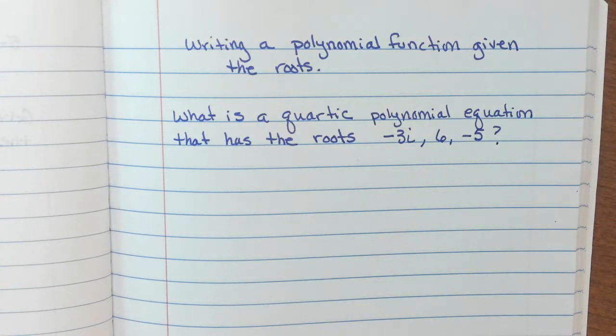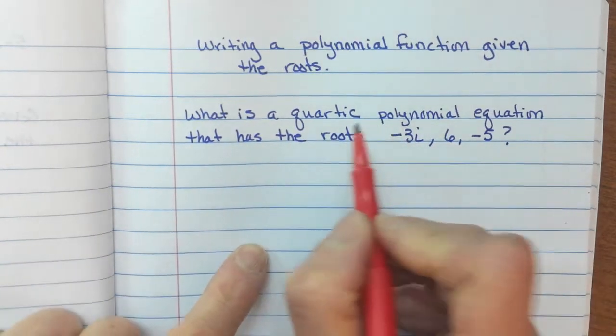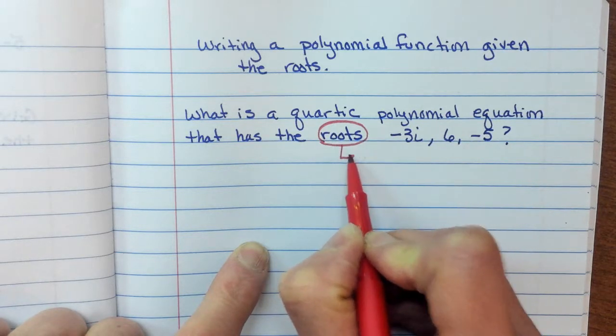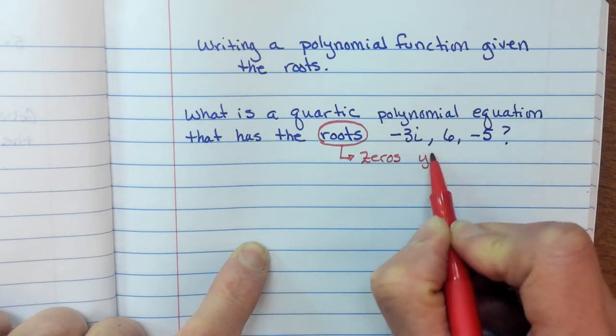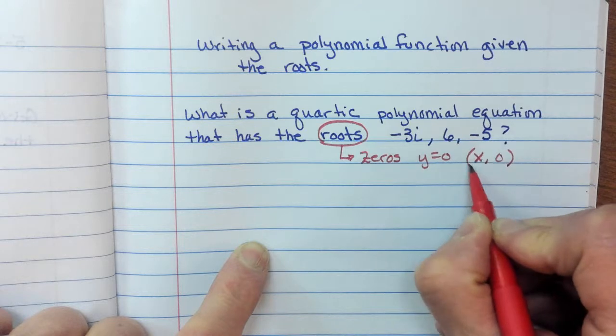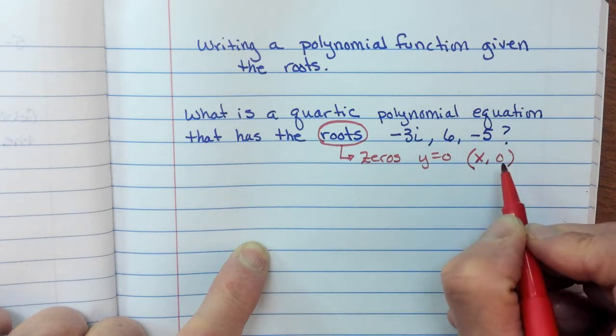In this video, we're going to be writing polynomial functions when we are given the roots. So we have to remember the definition of roots: this is the same thing as zeros. That's where y equals 0. That's our x-intercept. So basically all these are what x equals when y is 0.